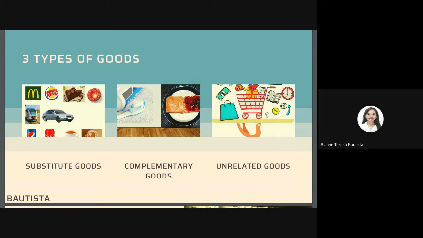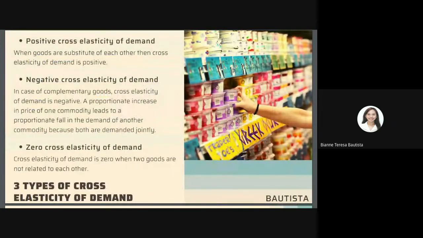So presented on the screen are the three types of goods under cross-price elasticity of demand: substitute goods, complementary goods, and unrelated goods. Next slide. So the cross-elasticity of demand has three types. First, when goods are a substitute for each other, then cross-elasticity of demand is positive.